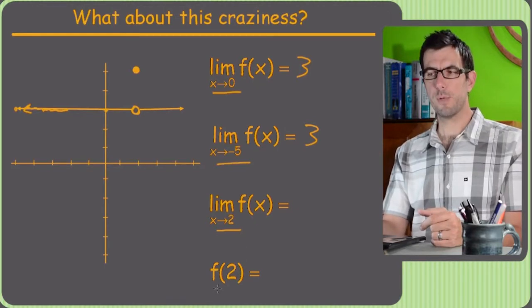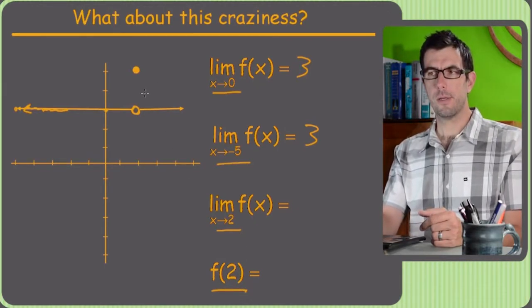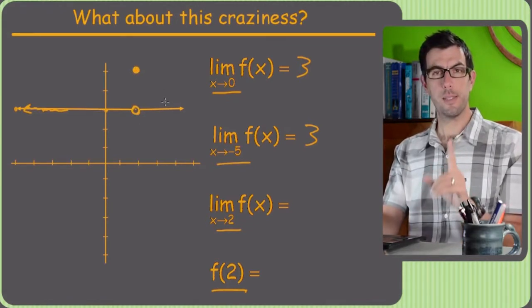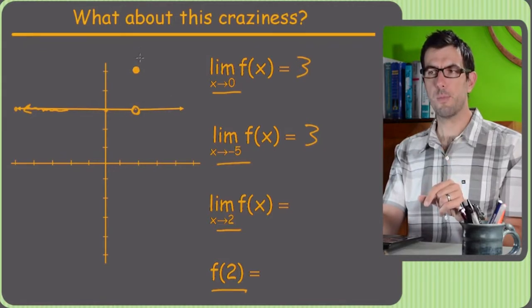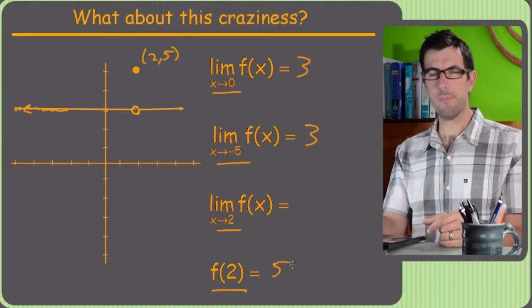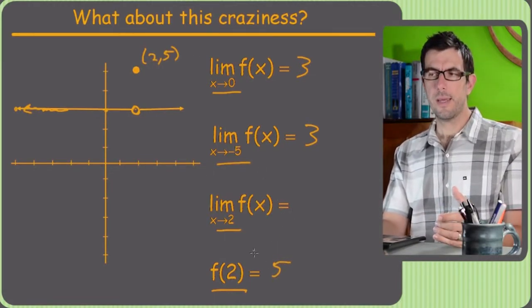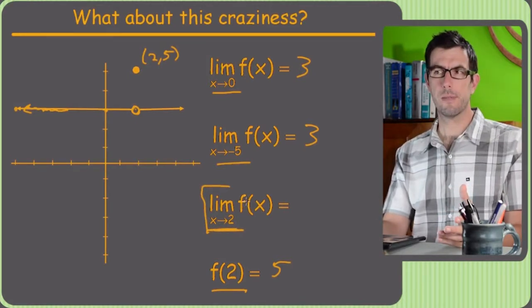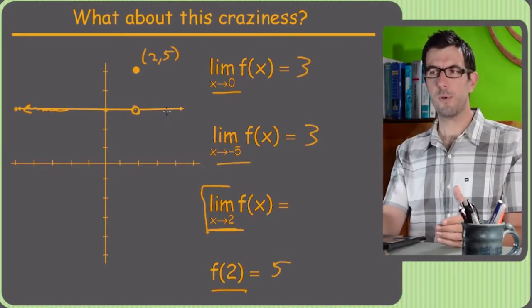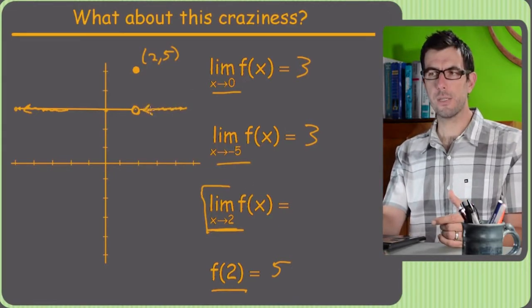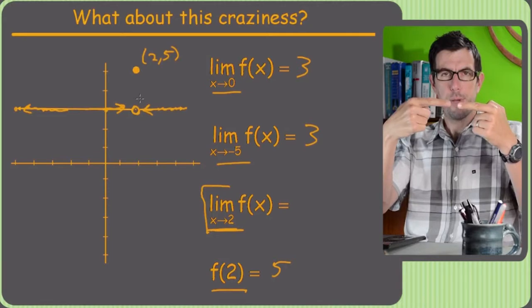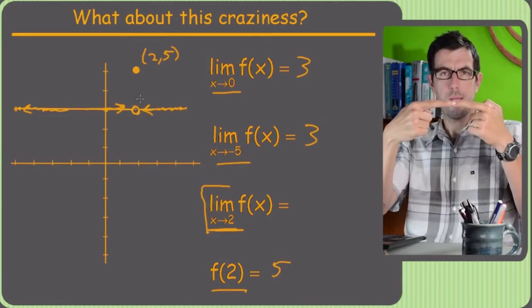So, what happens when you plug in 2? What's f of 2? Well, gosh, f of 2, that's this point up here, isn't it? That's the one time on this graph that y does not equal 3. We got this point up here, 2, 5, which means that f of 2 is 5. Pretty crazy, right? So you'd think that the limit as x approaches 2 would also be 5. But it's not. Because if you were driving along this road approaching 2 from either direction, doesn't it look like these two lines are going to meet at 2, 3? It does, right?